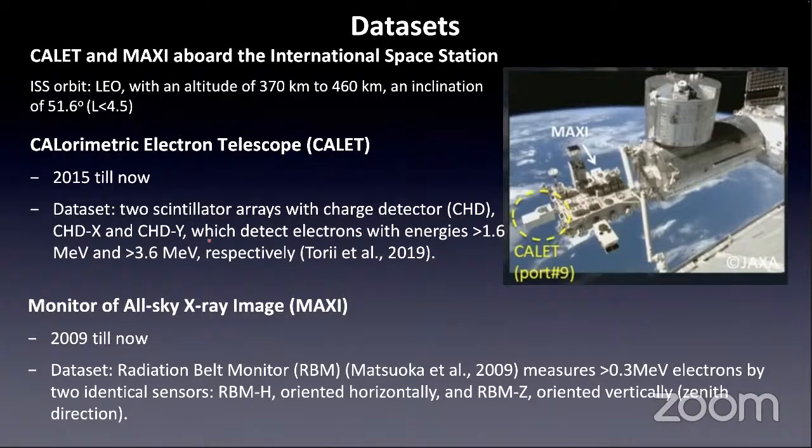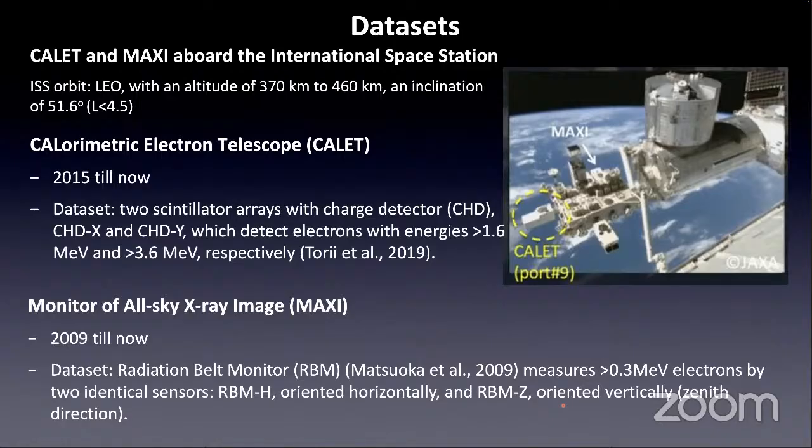But in this study, we'll be using what they call background measurements to measure those magnetospheric particles. Specifically, for CARLET, there are two energetic particle detectors that can detect electrons in two integral energy channels, about greater than 1.6 MeV and greater than 3.6 MeV, respectively. And for MAXI, they will be using this radiation belt monitor that measures greater than 300 keV electrons by two identical sensors mounted at different directions with respect to the magnetic field.